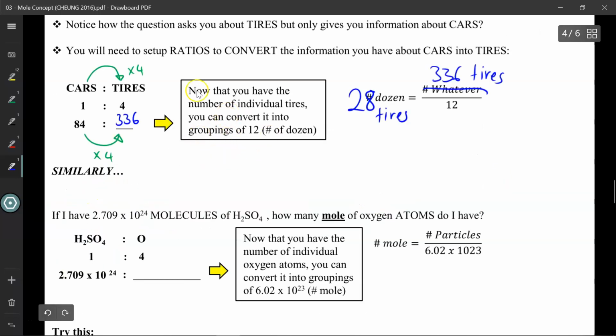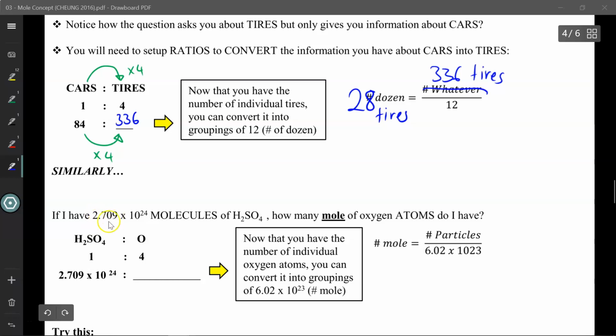Now, if you understood how to do this using dozens, cars, and tires, you should also be able to understand how to do this with molecules, atoms, and Avogadro's number. Oh man, I messed that one up again. So this one should also be 10 to the power 23, not 1023. Where am I getting these errors from? Anyway, it's the exact same thing as this. So what we're going to do now is I'm going to have you plug it into the ratio first, and then once you've got your number, punch it out into the equation and solve.